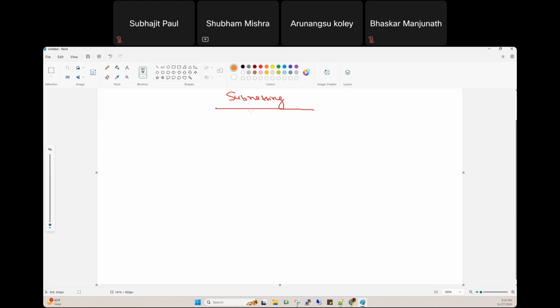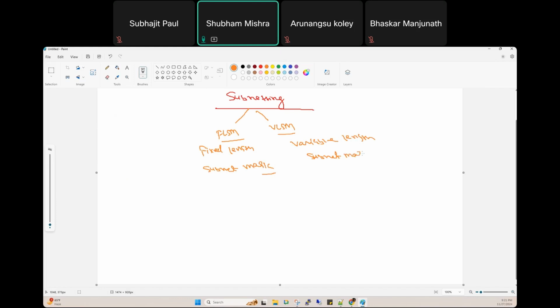Now in today's class, there are two types of subnetting, or two ways by which we can perform subnetting. The first one is called FLSM and the second one is called VLSM. FLSM stands for fixed length subnet mask, and VLSM stands for variable length subnet mask. Is this clear to all of you?